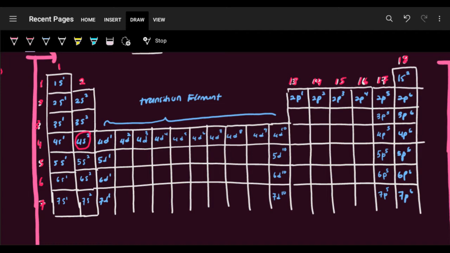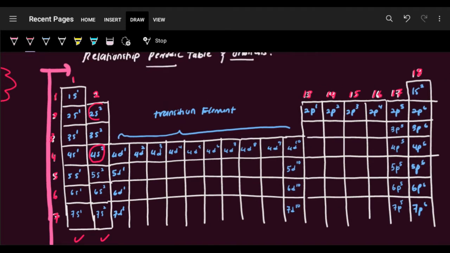Okay, now what is the relationship between the periodic table and orbitals? Look at group 1 and group 2. All the elements located in group 1 and group 2 have an s orbital. This represents the valence orbital for each atom.